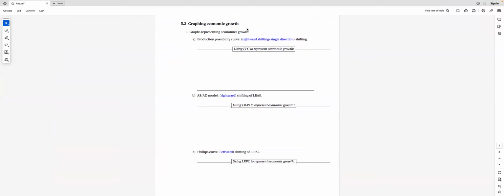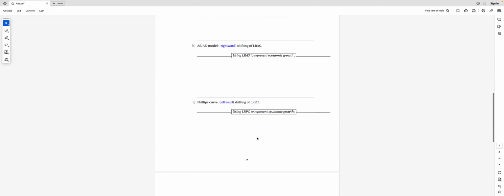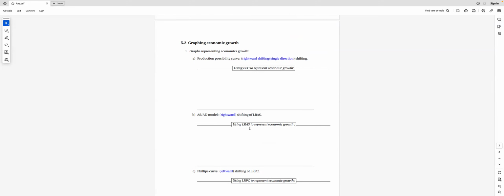So once again, economic growth means the country can produce more things, either goods or services. It has no relationship with money, no relationship with the quantity of money being circulated in your country. Economic growth means we can produce more goods and services. So we can use PPC, long run AS, and long run PC, 3 graphs to indicate that in our country, we can produce more things.